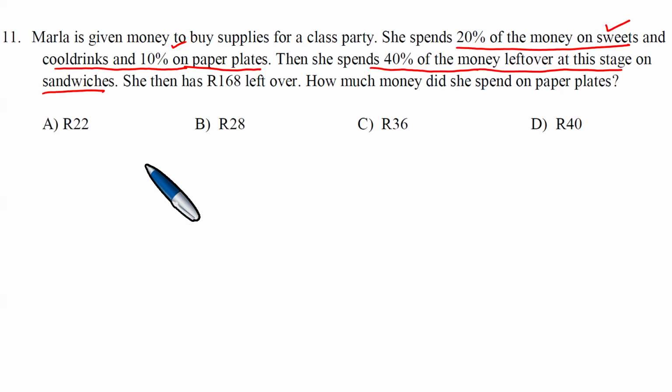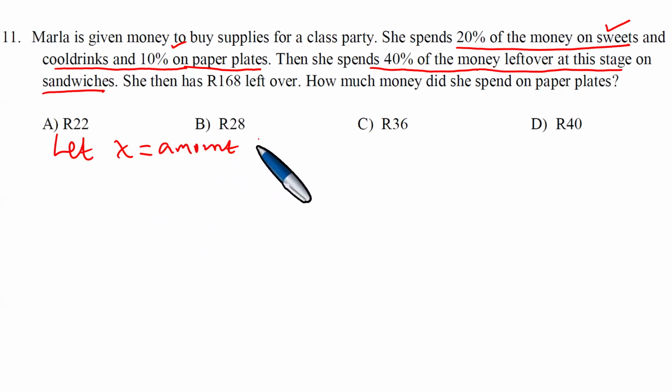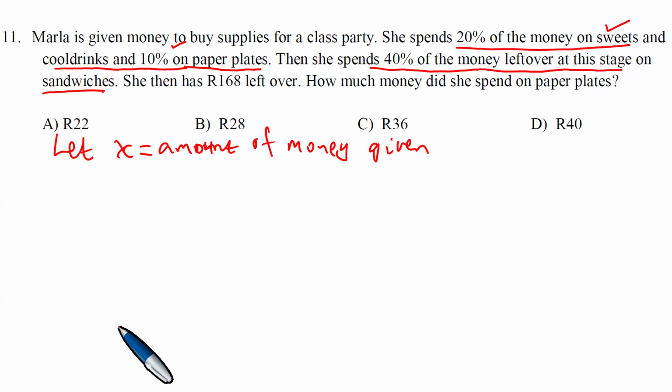There are too many ways to do this question. But now you can say let X be equal to the amount of money given. Let X be the amount of money given. So if X is the amount of money given, then you can do the rest of these acrobatics.